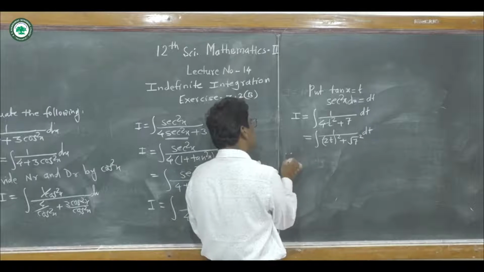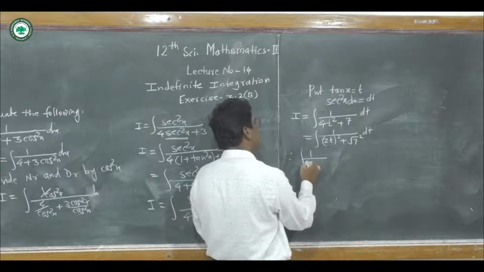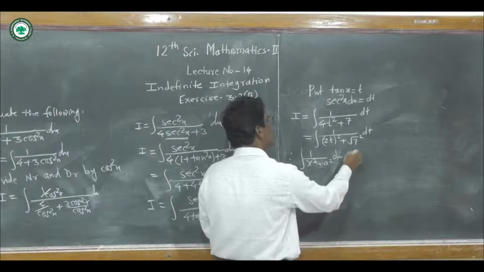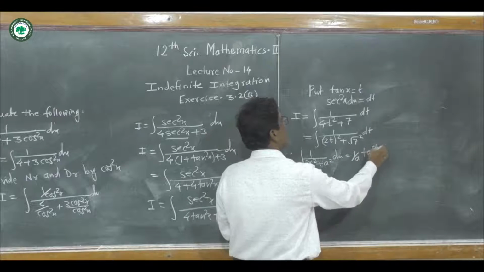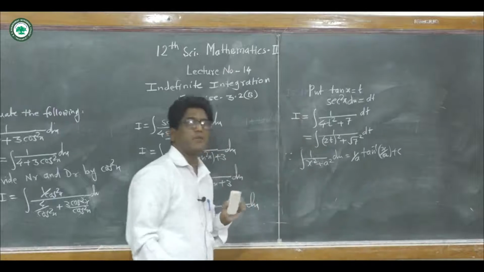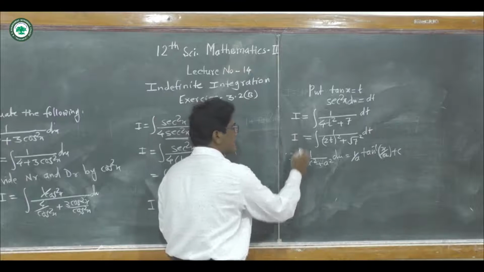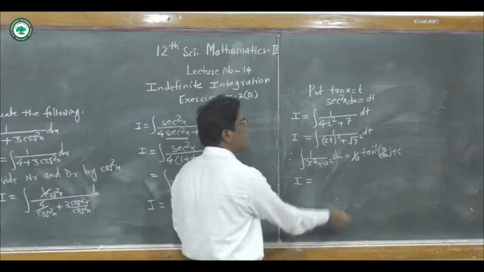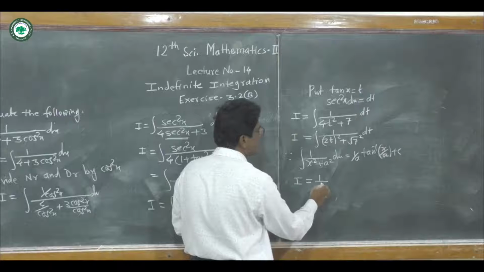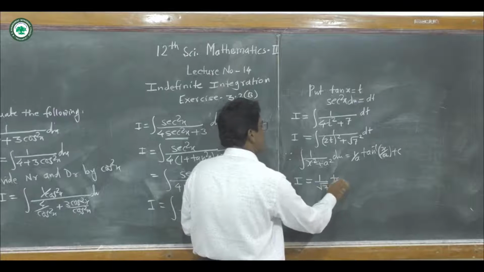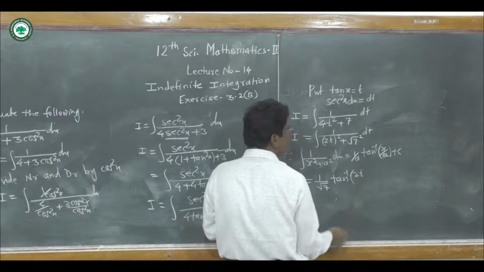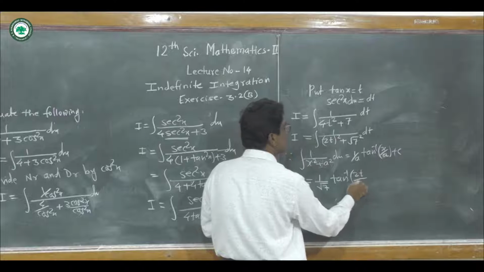And now use here the standard formula: integration of 1 upon x square plus a square dx is equal to 1 upon a into tan inverse of x upon a plus constant of integration. This is the formula, and therefore this required integral I becomes 1 upon a, so a is root 7, so 1 upon root 7 into tan inverse of x, that is 2t, divided by a, here root 7.